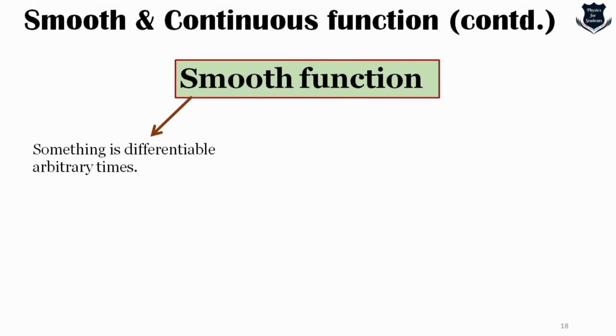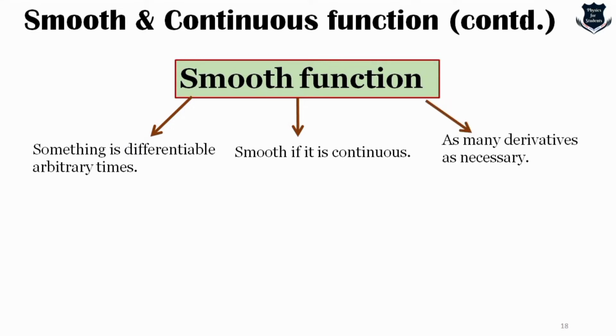It means that something is differentiable an arbitrary number of times, right? In other words, a function is smooth if it is continuous and there's a notion of how fast it is changing, which is continuous, and there's a notion of how fast that is changing, which is continuous, and so forth. So as many derivatives as we can take. These elements actually define what a smooth function is.